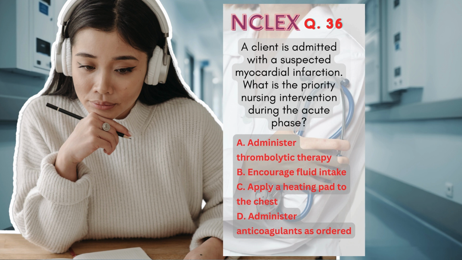A client is admitted with a suspected myocardial infarction. What is the priority nursing intervention during the acute phase? A. Administer thrombolytic therapy. B. Encourage fluid intake. C. Apply a heating pad to the chest. D. Administer anticoagulants as ordered.